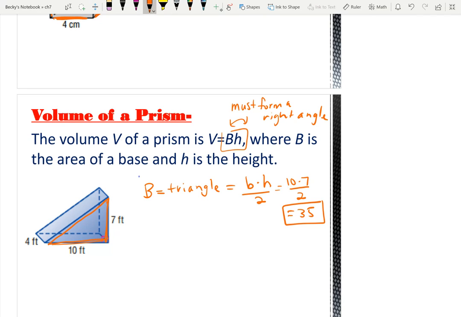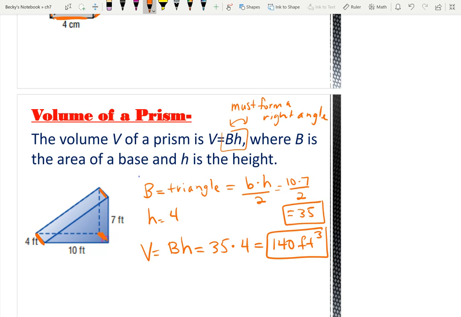Now the height is how far apart those two triangles are from each other. So that is this length here. Let's erase that. So how far apart those two triangles are is that number, which they tell you is 4, and that is your height. So for volume, again, we're doing base times height. So 35 times 4, which is 140. And volume is always units cubed, so feet cubed.